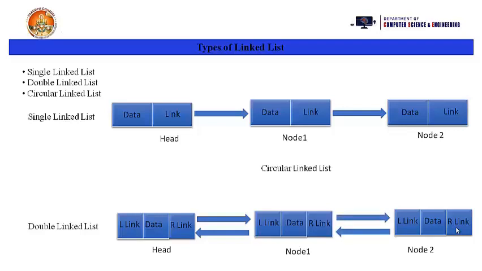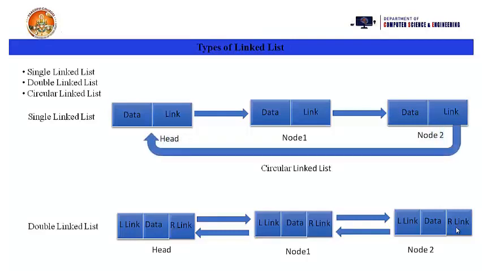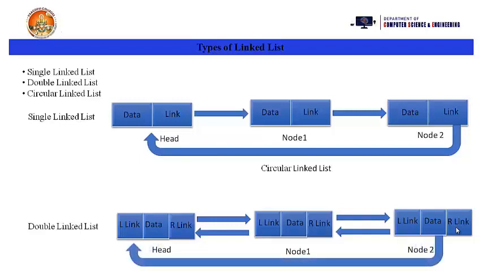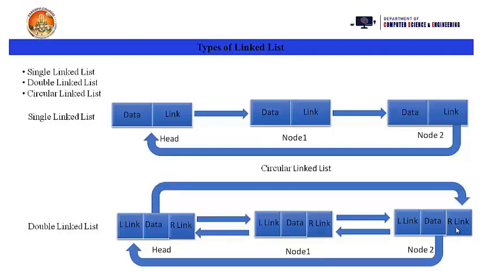Circular linked list. We can make the single and double linked list circular. In a single linked list, we store the address of the head node in the last node's link part to make it circular. In a double linked list, we store the address of the head node into the last node's right link part, and the address of the last node into the head node's left link part. Like this we can make the double linked list a circular linked list. These are the types of linked list.